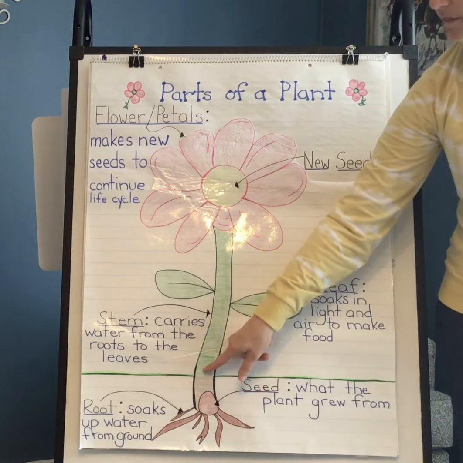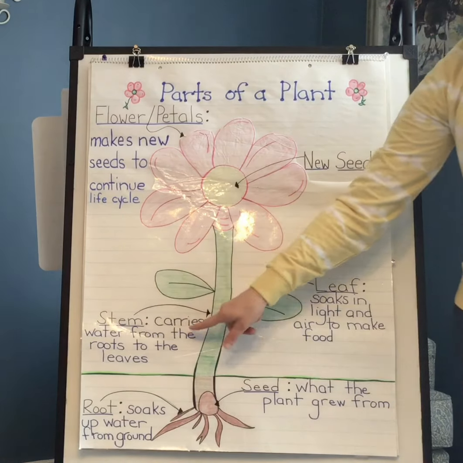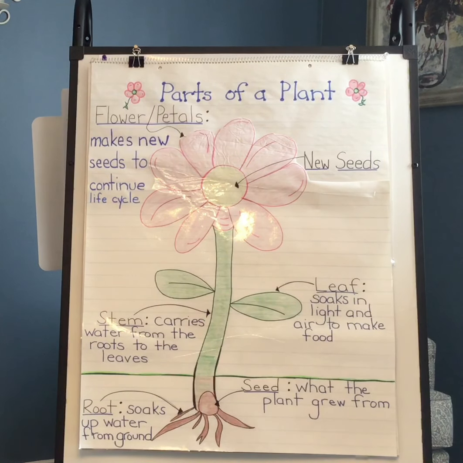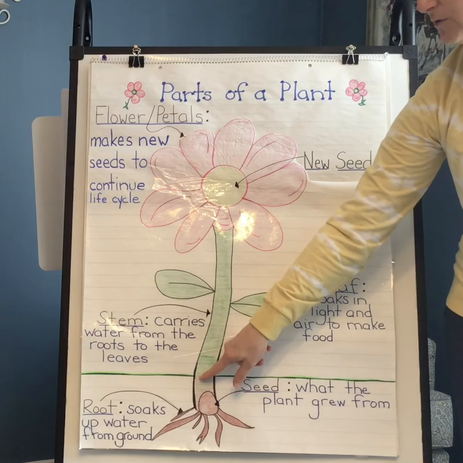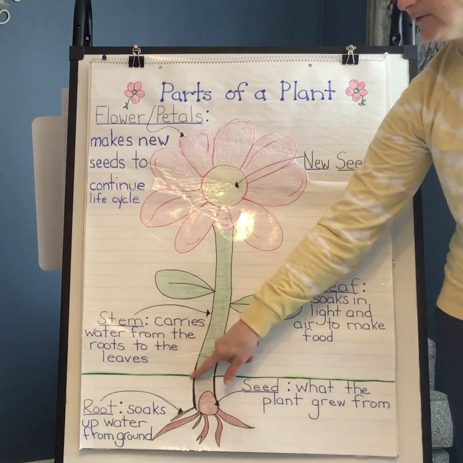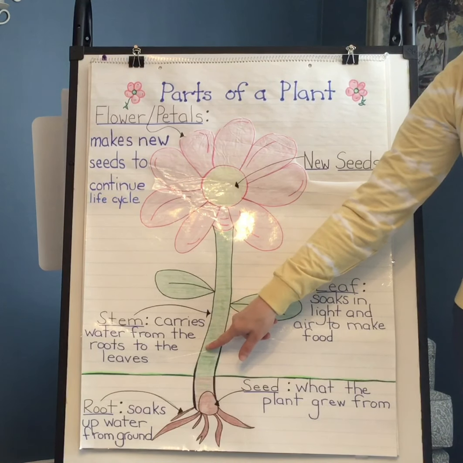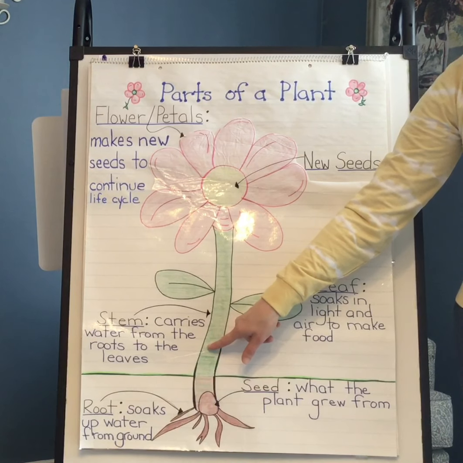Now let's talk about this big thing here. This is called the stem. Now the stem grows from the seed, and if you notice, as it grows bigger and up, it breaks through the ground, it breaks through the soil and the dirt, and starts to grow up, and this is when we usually really start seeing a plant grow.